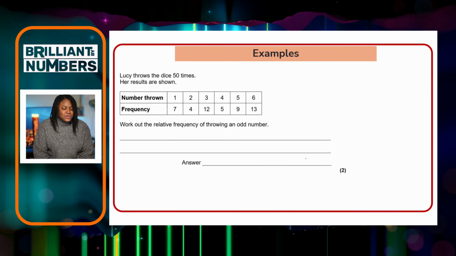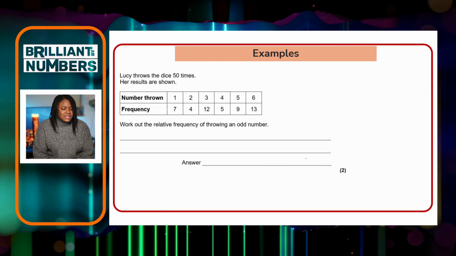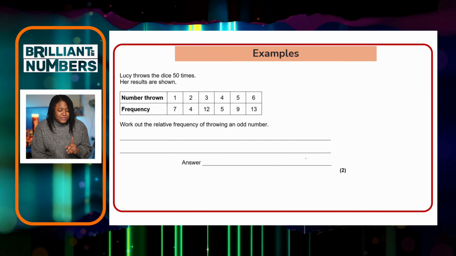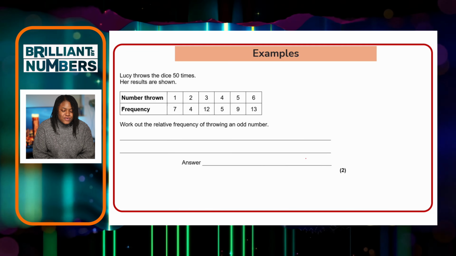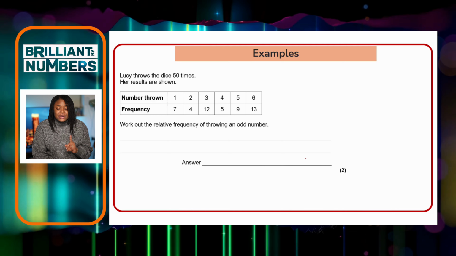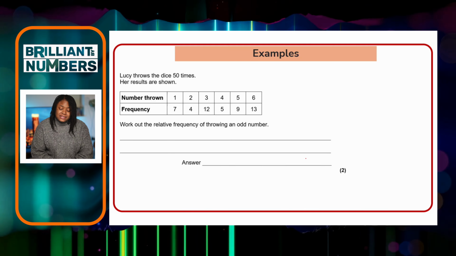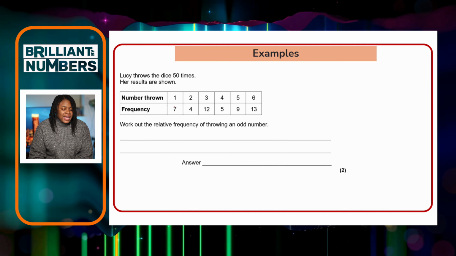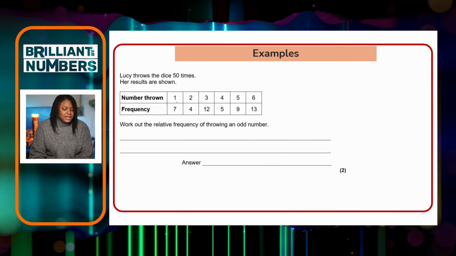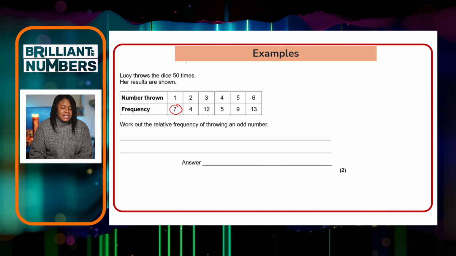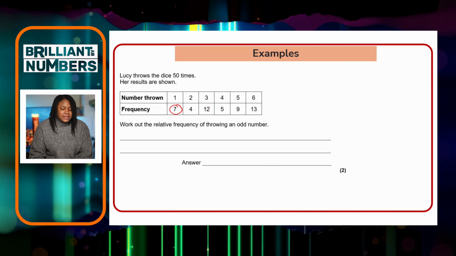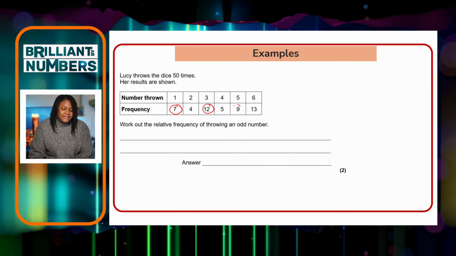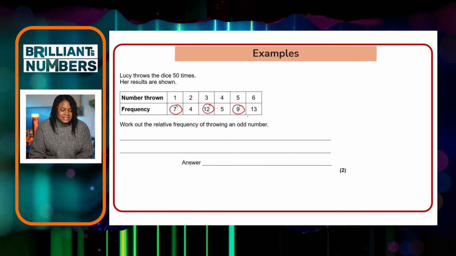We're told here that Lucy throws a die 50 times and also her results are shown. This question now we've got to be careful. Question says work out the relative frequency of throwing an odd number. So first of all, we have to know what our odd numbers are. So from the table here, we can see first odd number is 1, so frequency of 1 is 7. Second odd number is 3, frequency of that is 12. Third odd number is 5, and the frequency of that is 9.